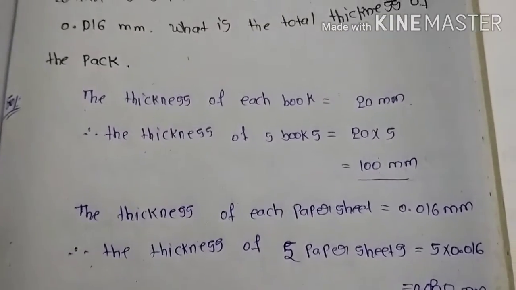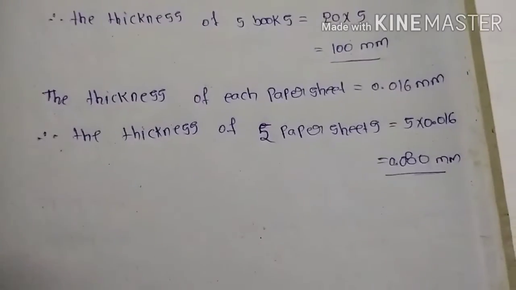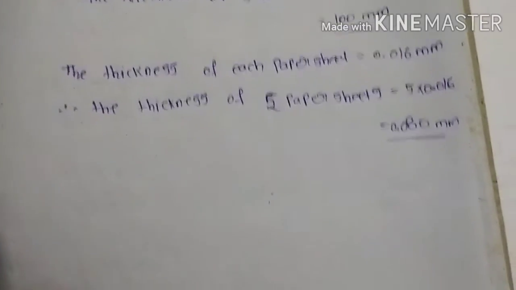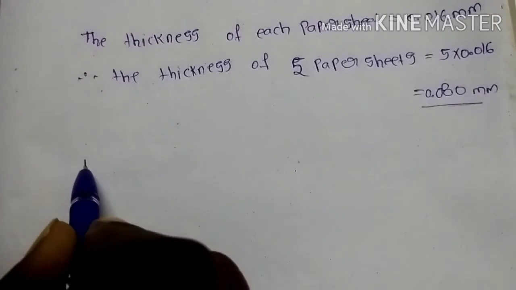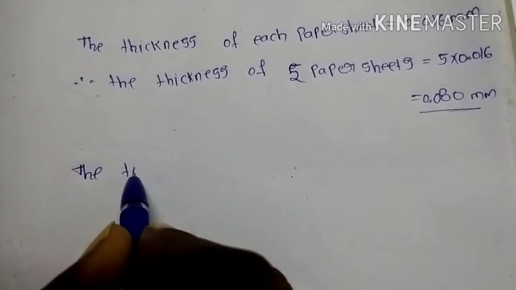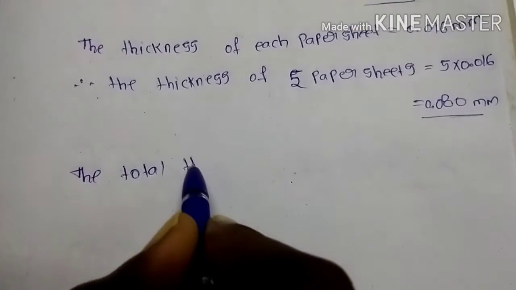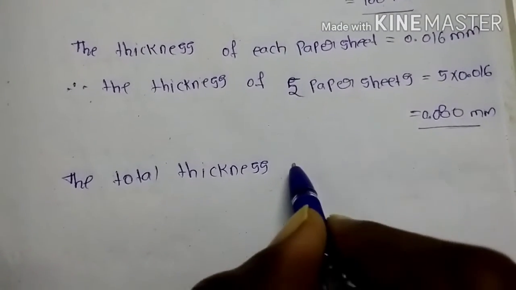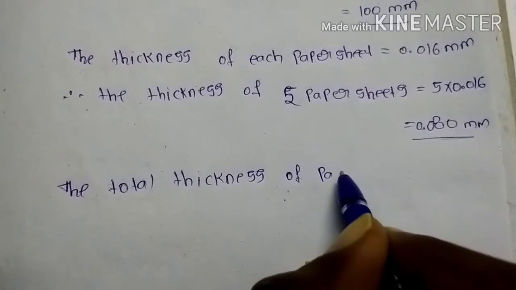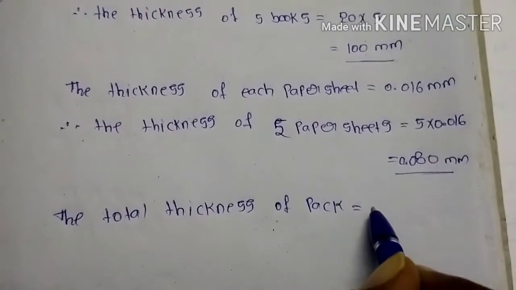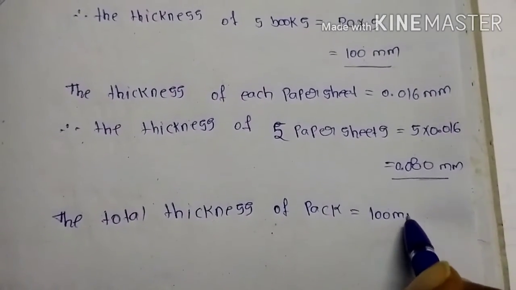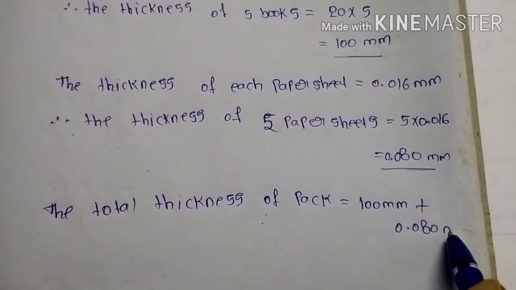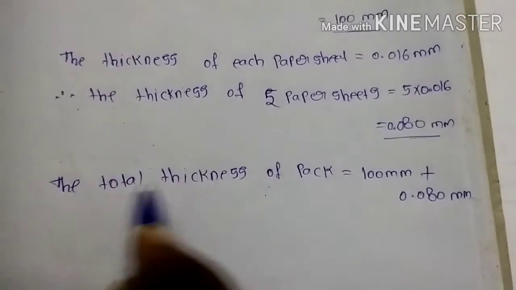Once you observe here, in that question they are asking to find the total thickness of the pack. Total thickness means you can add here the 5 books and 5 paper sheets. That means I am writing here, the total thickness of the pack is equal to 100 mm plus 0.080 mm. Just add these two.